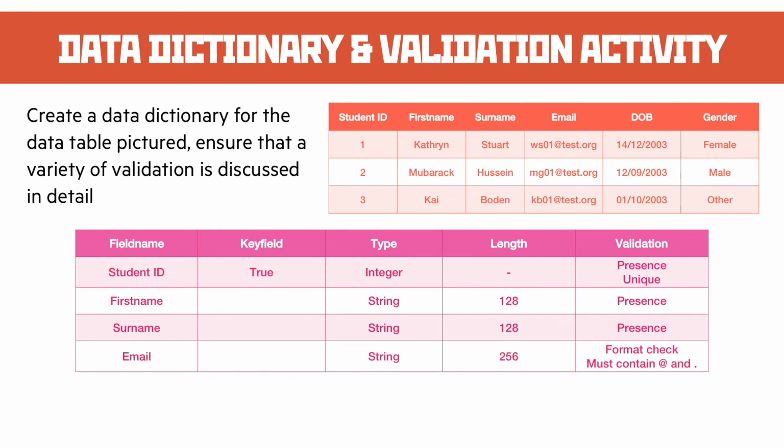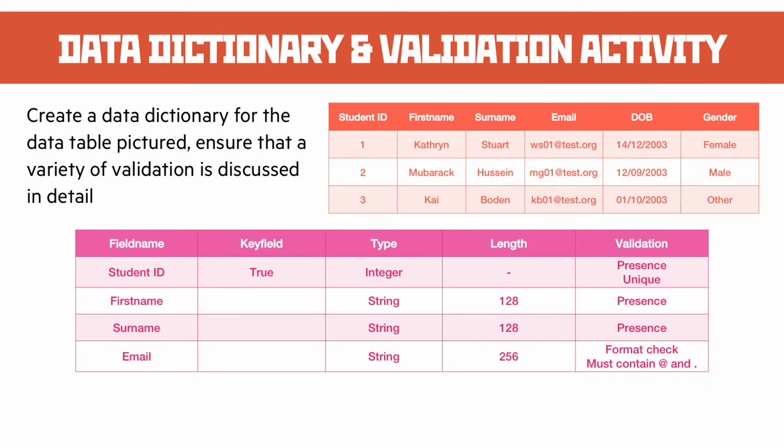Well, it's a string. I've got a bit more space for that one because email addresses can be quite long, and I've said a format check would be good there because there must be an at and a dot. In fact, given our data sets there, at test.org might be a good shout for what the email address should contain.